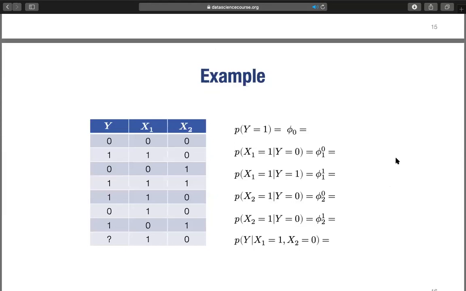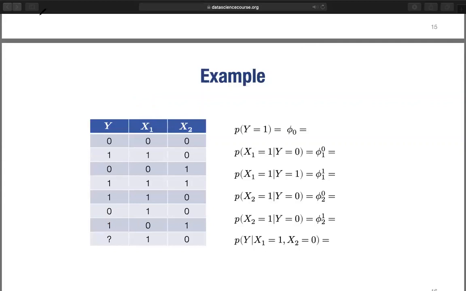4/7, that's correct. So now if you check, let me use my pen. How many data sets do we have here? We have 7: 1, 2, 3, 4, 5, 6, 7. So the probability of having 1 is the number of ones that we have here, 1, 2, 3, 4, all over the total number of data we have, which is 4/7, right? Is it clear, guys?